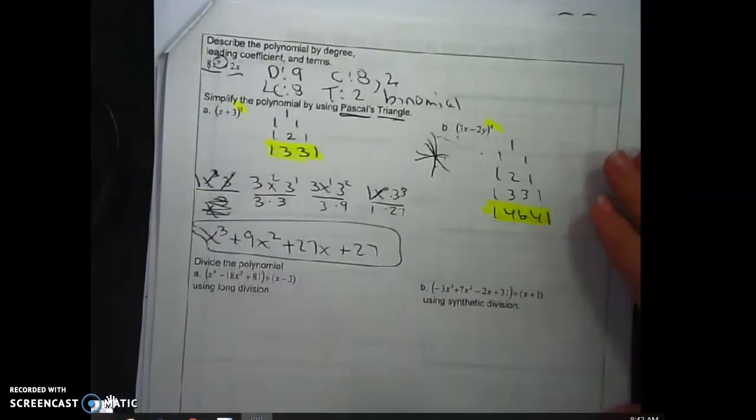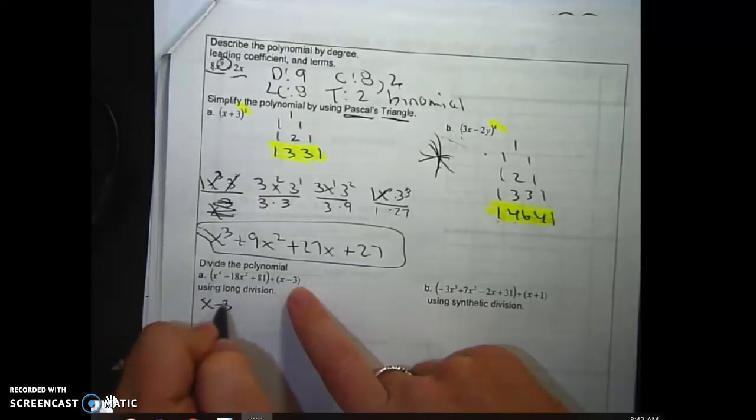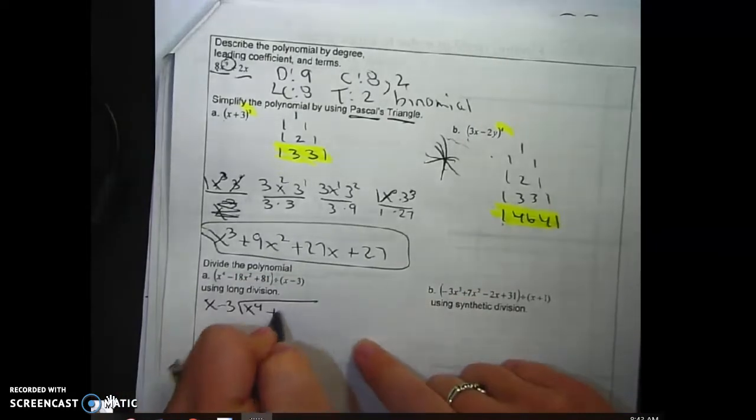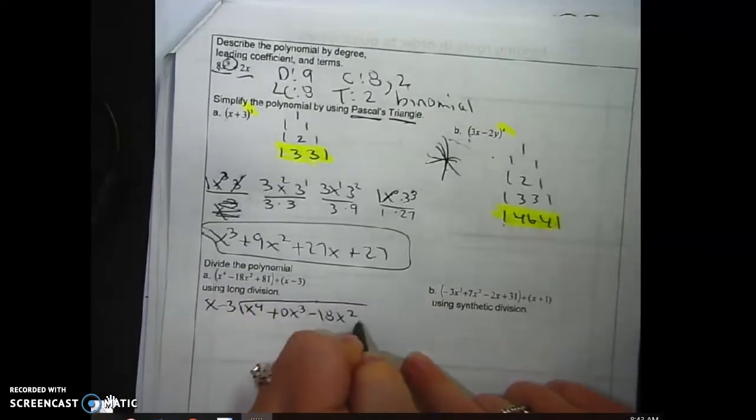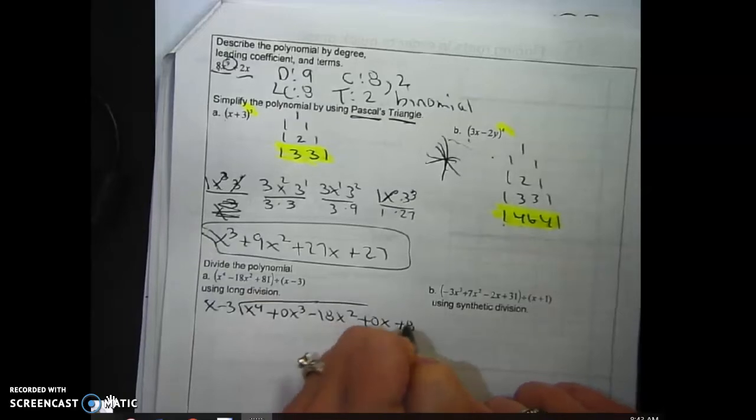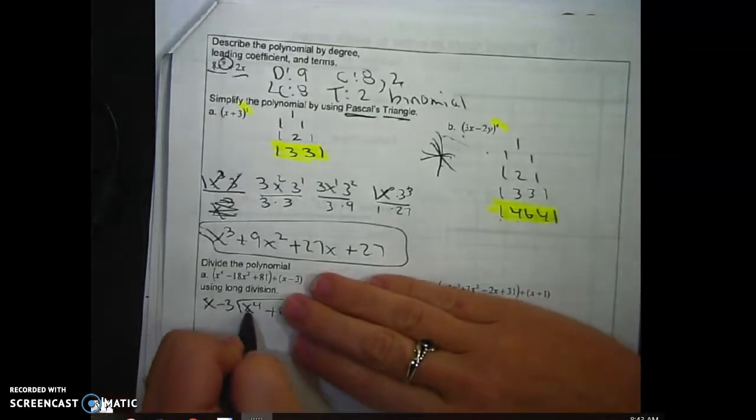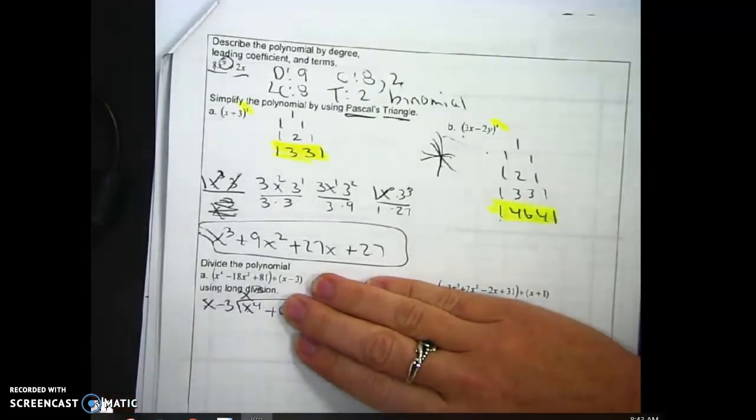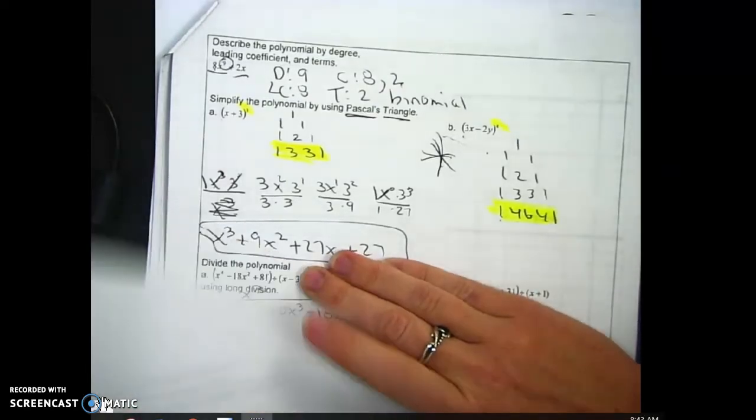Okay. Next one, divide using long division. So x minus 3 divided by, this is a mean one, x to the fourth. There's no x cubed. Minus 18x squared. There's no x. Plus 81. Okay. All right, so x goes into x to the fourth, x cubed, because I'm dividing it out. So it's kind of like if I have x to the fourth divided by x, that's x cubed.